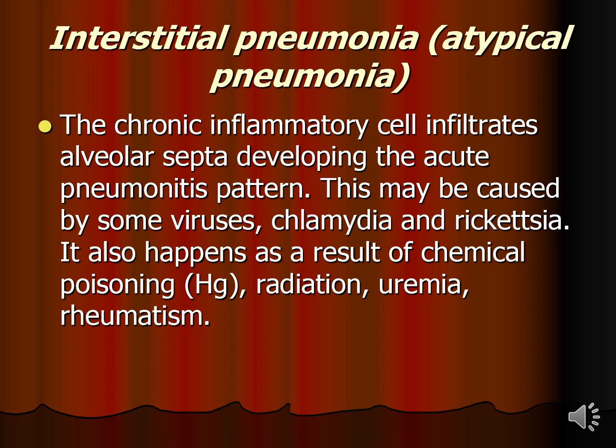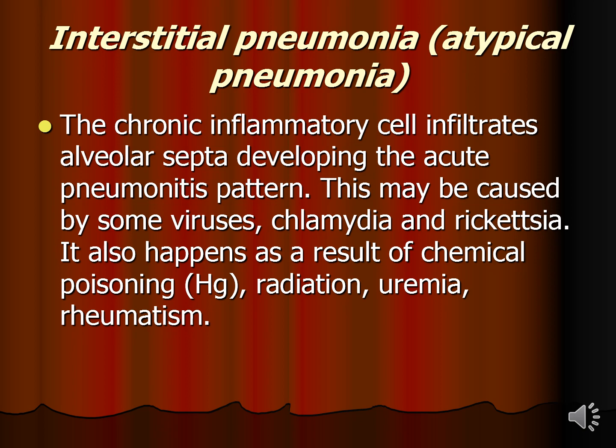When we have the exudate within alveoli, we call it pneumonia. So this pneumonitis, or interstitial pneumonia, means, as I said before, infiltrates within the interstitium of the interalveolar septum. The chronic inflammatory cells infiltrate alveolar septi, developing the acute pneumonitis pattern. Please remember, this may be caused by some viruses, chlamydia and rickettsia.